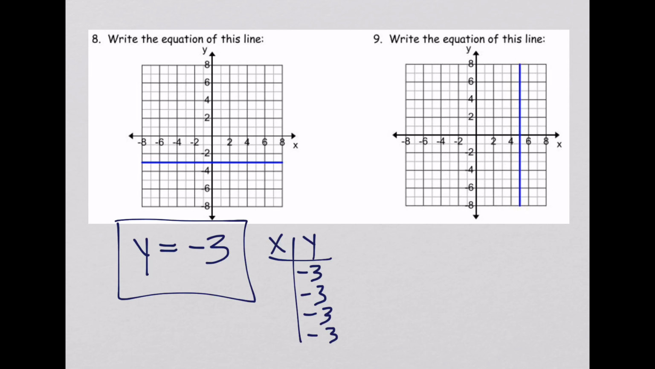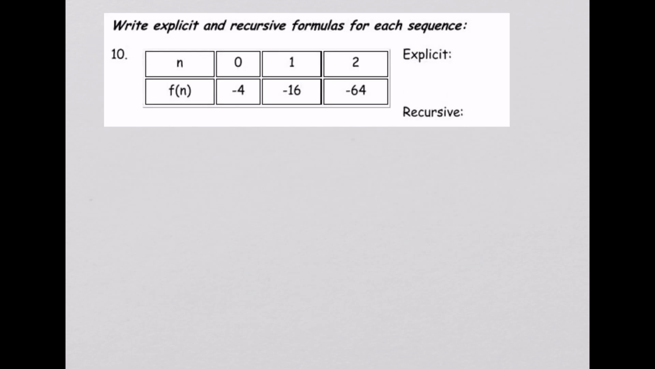And so number 9 is one of those vertical lines, but it's the same idea. So it's like an axe, right? Vertical, vertical, tomahawk chop. So x equals 5 is the equation of that line. Those should be pretty simple.